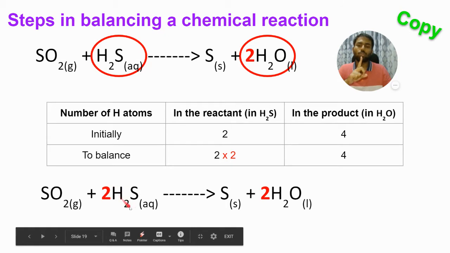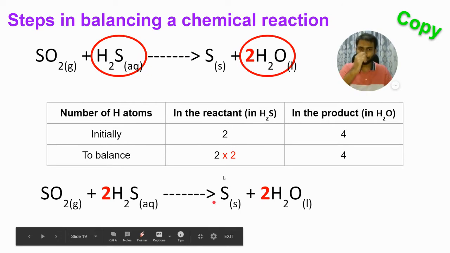सो 2 2s of 4 हाइड्रोजन के एटम एंड S into 2. ओके, सो सल्फर के भी अभी 2 एटम्स हो गए. सो यहाँ के 2 एटम सल्फर के और यहाँ का 1 एटम, 3 एटम्स हो गए सल्फर के. एंड राइट साइड में अभी भी एक ही एटम है सल्फर का, तो अभी तक बैलेंस नहीं हुआ है. सो यू हैव टू कंटिन्यू दिस स्टेप.